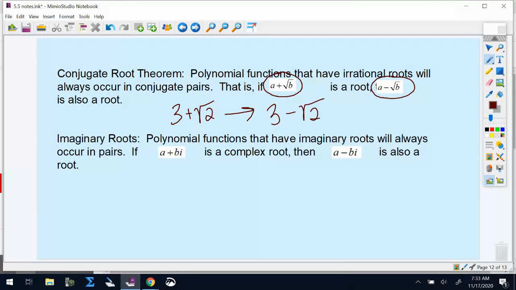And it doesn't have to be as complicated as that. It can be something as simple as the square root of 3. If the square root of 3 is a solution, then so is the negative square root of 3. So you always have that opposite. They always come in pairs.